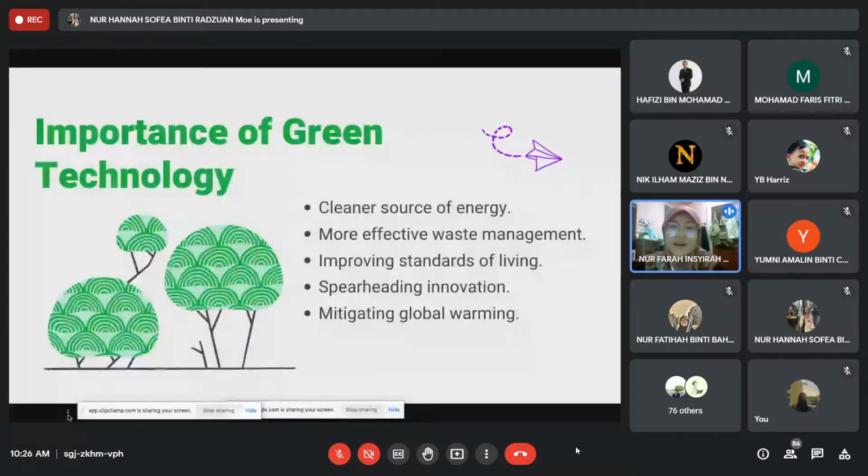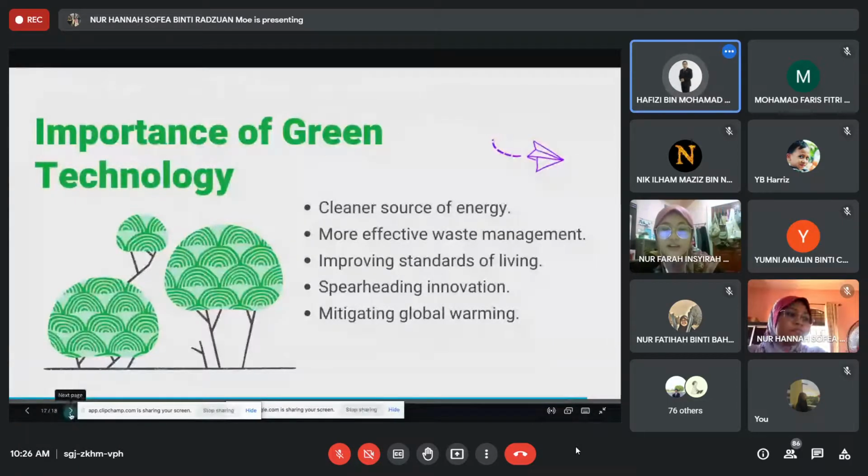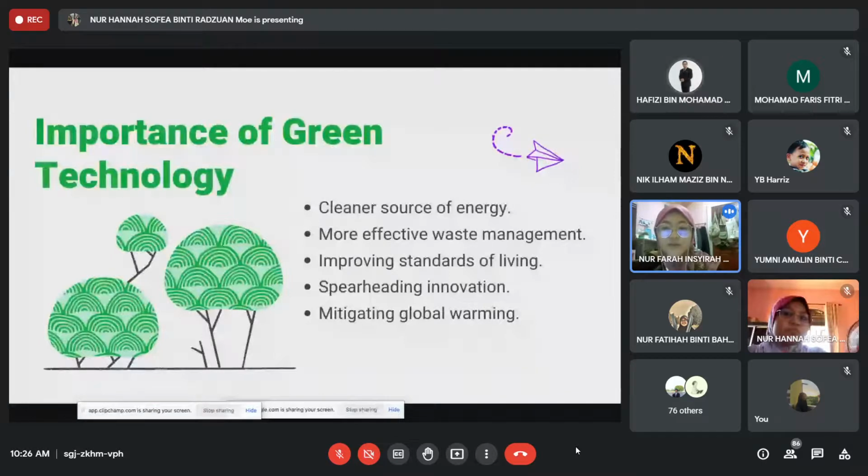Third, we have improving standards of living. Standards of living is the material well-being of the average person in a given community. So, with the help of green technology, we can live in a more healthy environment, and so that's why we need to keep on improving our technology.